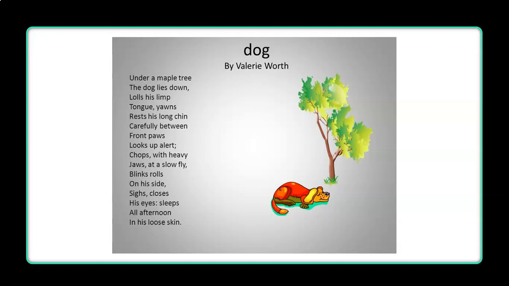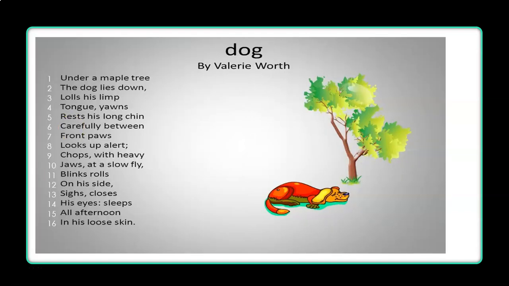That means that nothing has rhythm or rhyme. Or is it humorous? Are you laughing? Okay, so I went ahead and numbered it. I want you to copy this in your composition book. Remember, dog is talking about an animal. Valerie Worth is my speaker or my poet. And we have to read it one more time to identify the type of poem.